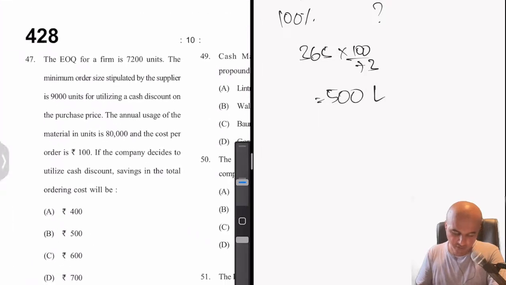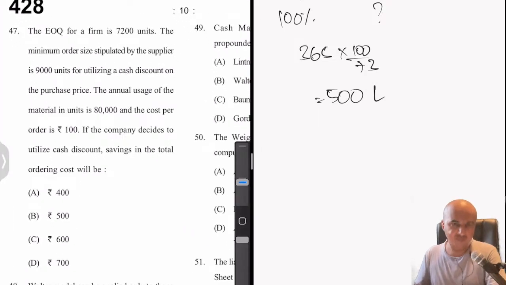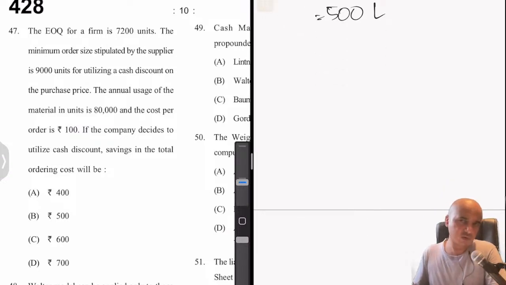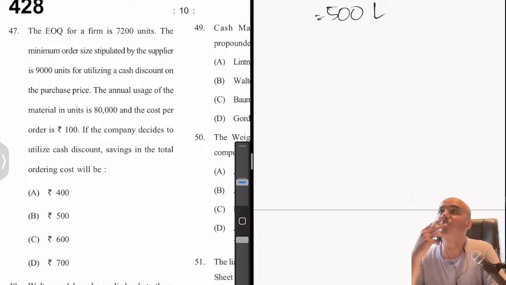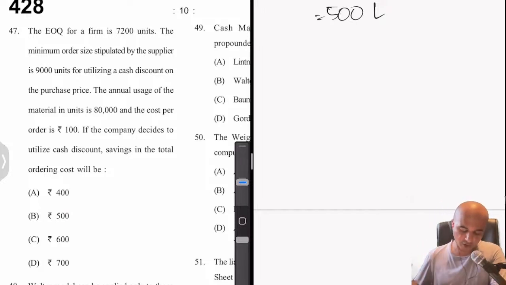Next, question number 47 based on EOQ. Let's see. The EOQ for a firm is 7,200 units. I think we solved one or two problems based on EOQ in the previous session. The formula is the square root of 2AB by C. The minimum order size stipulated by the supplier is 9,000 units for utilizing a cash discount on the purchase price. The annual usage of the material in units is 80,000 and the cost per order is 100. If the company decides to utilize cash discount, savings in the total ordering cost will be how much?